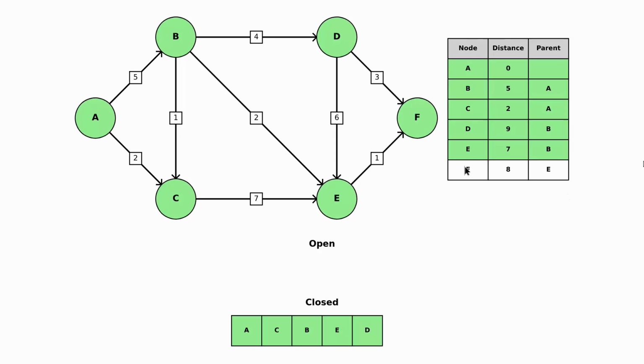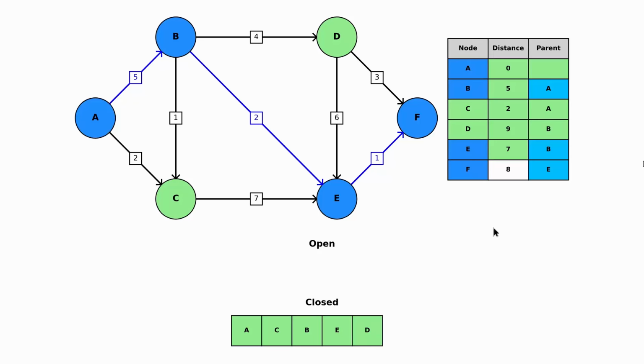And we also have the parent, so we can backtrack if we're interested. So I'm interested in F. And I can see that E is the optimal parent. And for E, the optimal parent is B. And for B, the optimal parent is A. And here I can draw out the optimal path that I derived using Dijkstra's algorithm. And the distance is 8.